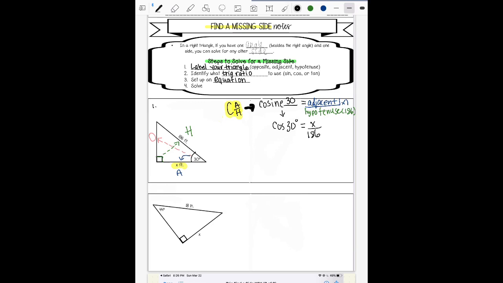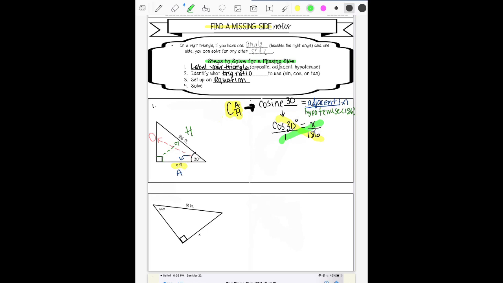Now, believe it or not, you know how to solve this already. Remember, the cosine of 30 is just a number, but we can turn it into a fraction if we put this over 1. Now we have a fraction equaling a fraction. Think back. How do you solve a fraction equals a fraction? If you said cross multiplication, you're correct. Remember, you can cross multiply.